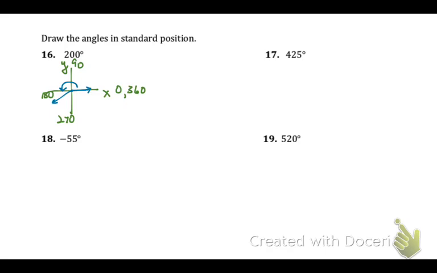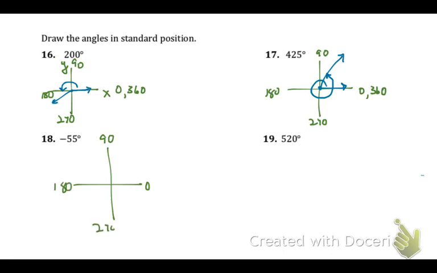Now number 17, you've got a rotation that's more than 360. So first you're going to draw your quadrant, label your degrees, and your initial side, and then that rotation will go around and then 65 more degrees, and so it will stop in quadrant 1. On number 18, we are rotating negatively, so you're going to rotate clockwise. So you can label your quadrants, and then your initial side, and then just rotate in the negative direction 55 degrees. So that angle will end in quadrant 4.